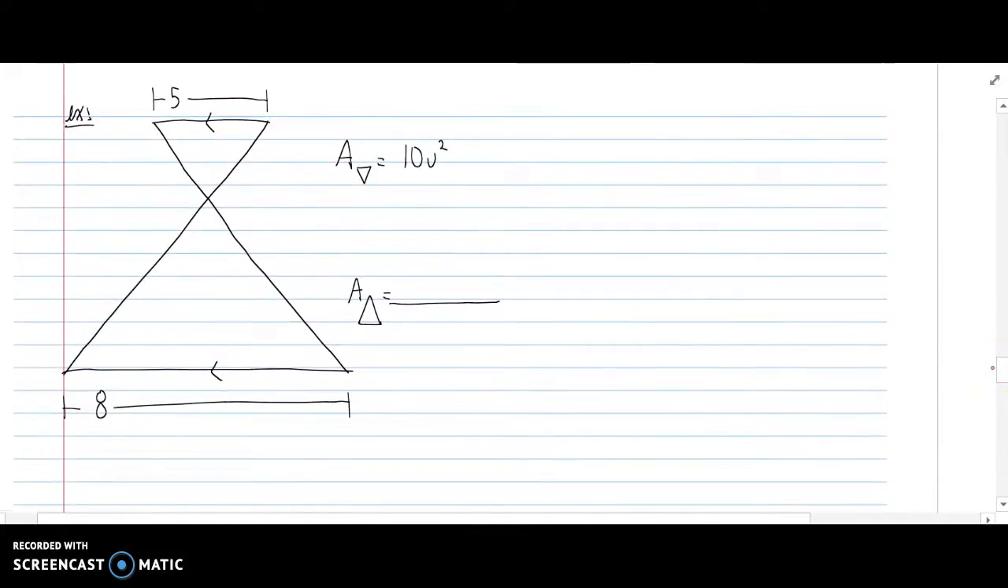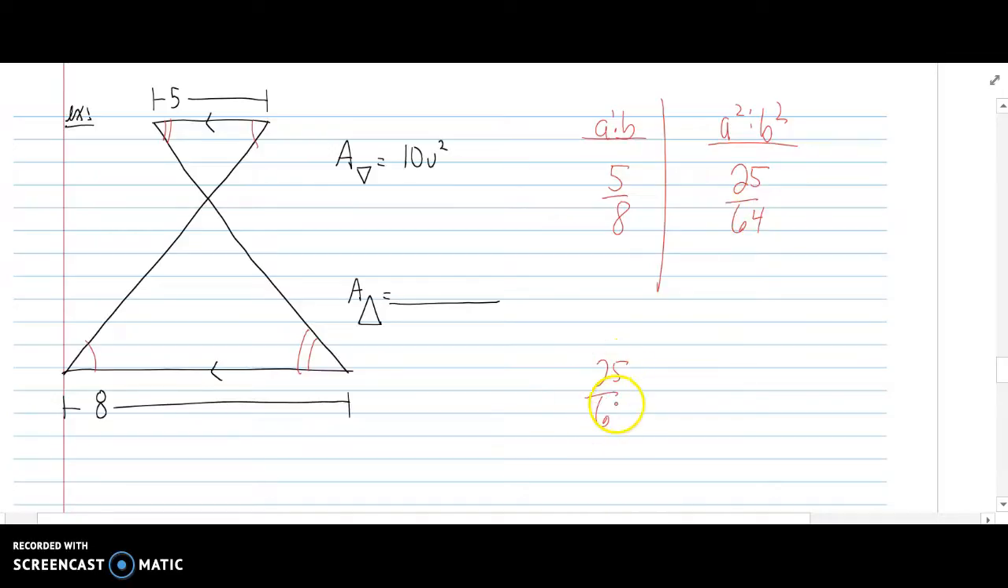Next example, we have some parallel segments, and because of that, we have alternate interior angles that are equal to each other, which tell us these two triangles must be similar. We can establish the linear ratio between them by comparing those two parallel sides. That's going to give us a ratio of 5 to 8. So the area ratio is 25 over 64.